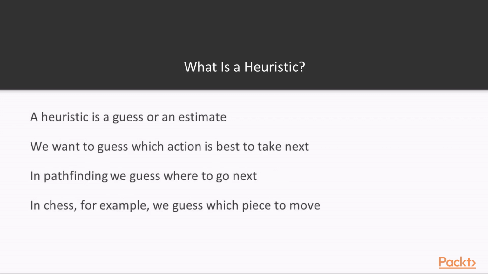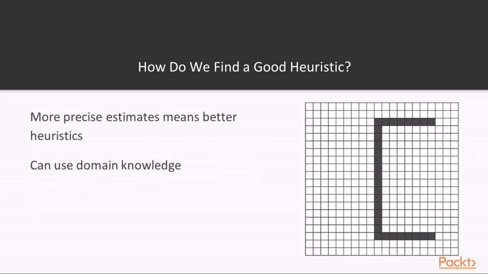So what is a heuristic then? A heuristic is basically a guess or an estimate. When using a heuristic, we try to guess which action will be the best to take next, and if we often guess right, we only end up evaluating the correct vertices on the way to find the shortest path. If we instead are very bad at guessing, we might end up visiting many unnecessary vertices, thus slowing down our algorithm. In pathfinding, we want to guess where to go next in order to reach the goal fast. In chess, we could use a heuristic to guess which piece would be best to move in a given situation.